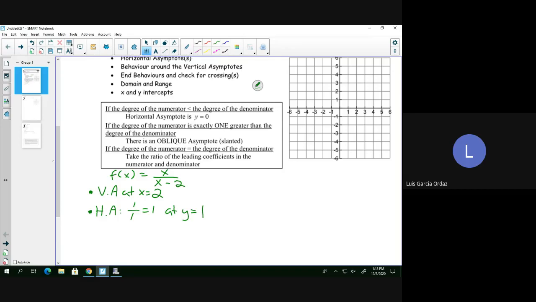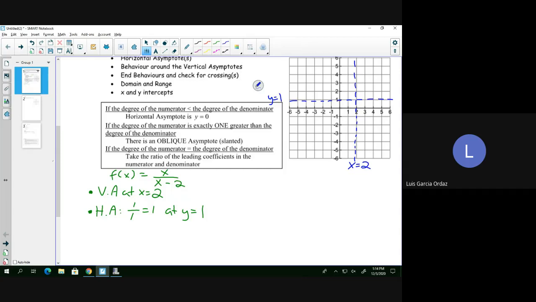Okay, so for this graph, we have a vertical asymptote at x is equal to 2. And a horizontal asymptote at y is equal to 1. Okay. So what we need to do now is figure out our key points, okay? And what were the key points that we need to figure out with reciprocal functions?